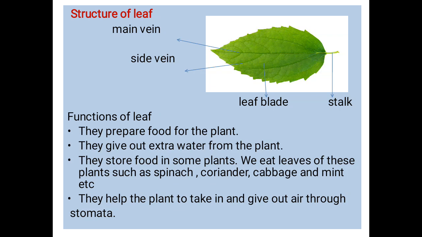Now, what are the functions of a leaf? Leaves prepare food for the plant. They give out extra water from the plant. They store food in some plants, and we eat the leaves of such plants such as spinach, coriander, cabbage, and mint. Then they help the plant to take in and give out air through stomata.